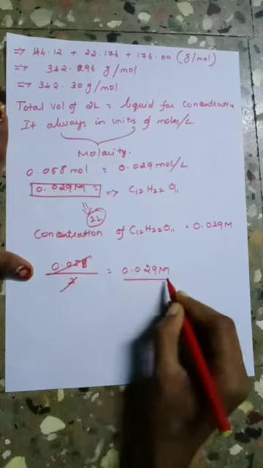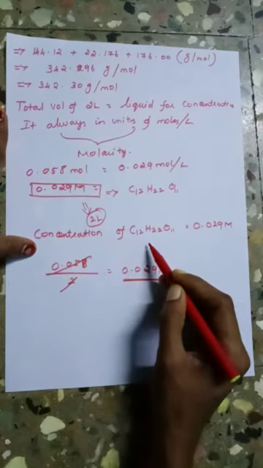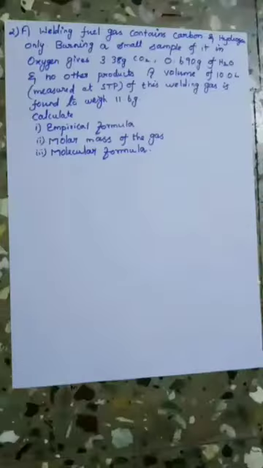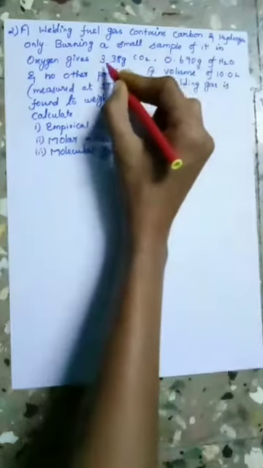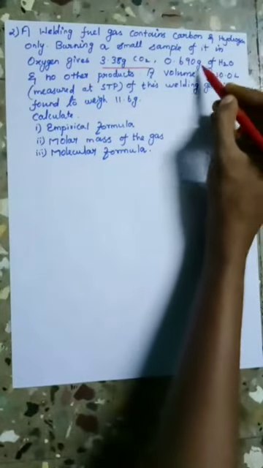Okay, so this is the answer for the concentration of sugar. So next our problem: a building fuel gas contains carbon and hydrogen only. Am I right? So burning a small sample of it in oxygen gives 3.38 gram of carbon dioxide and 0.690 gram of water and no other products.